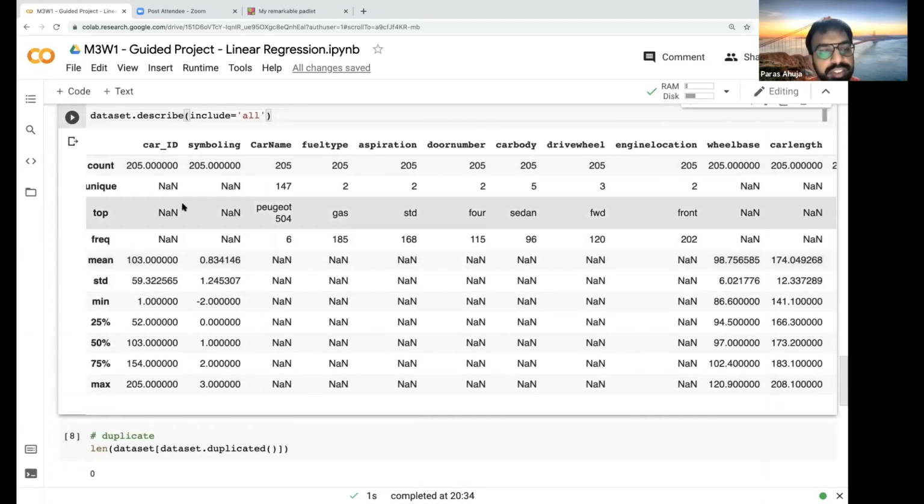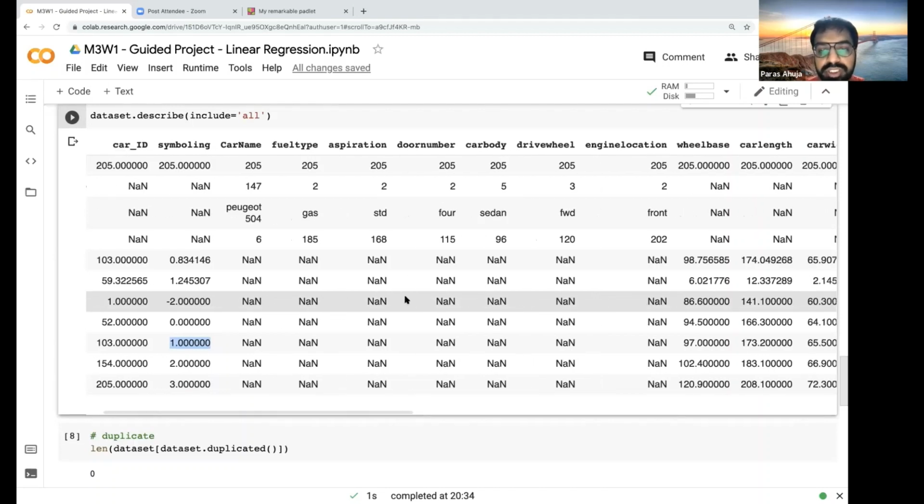If you see the data now, for my car ID, it doesn't make sense, right? I could remove it before also, but I'll be removing it afterwards. Now symbolic is my numerical data, and its mean, standard deviation, minimum, and median, everything is given to me, right? But you won't be able to understand that much with this data as you will with the different plots, right? So we'll try to see the different plots.